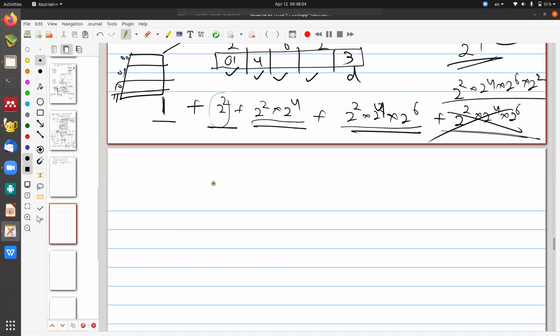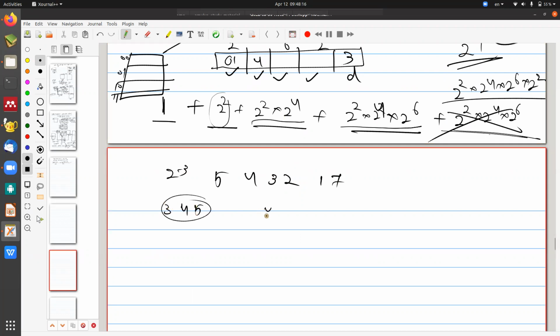बी ट्री में क्या होता है? 5 4 3 2 1 7. इसका 2-3 बी ट्री बनाएंगे तो कैसे करते हैं? 4 फिर 5 फिर 3 आया, 3 आने पर क्या हो जाता है? 4 फिर स्प्लिट हो जाता है. हाँ, फिर 2 आया, 2 हो गया, फिर 1 आया, फिर 1 जब आएगा तो 2 स्प्लिट हो जाएगा. Then it becomes 2 4, then it becomes 1, then it becomes 3, then it becomes 5, then 7 आया, 7. This is the B tree.